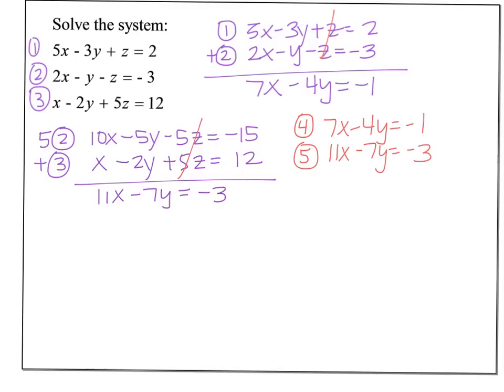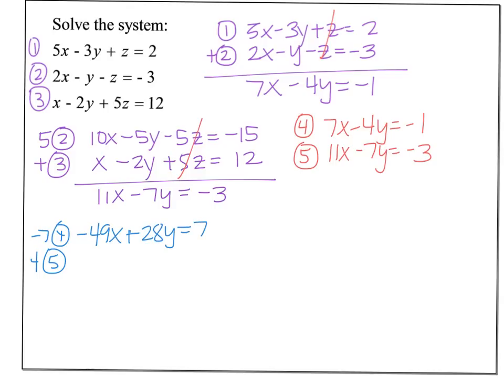So I know that I need to make that top equation have 28y and the bottom equation have 28y. So I'm going to make the top one positive. Why not? So I'm going to do negative 7 times my equation 4, and then a positive 4 times the equation of 5. So as I go through, you get negative 49x plus 28y equals 7.